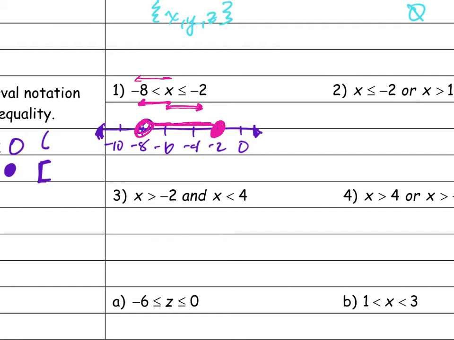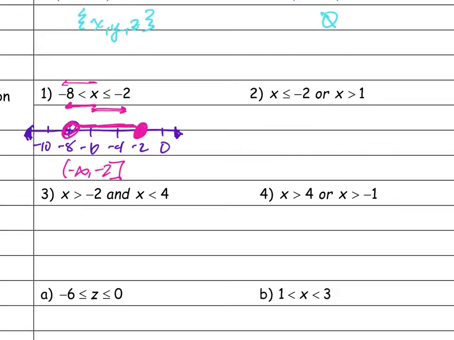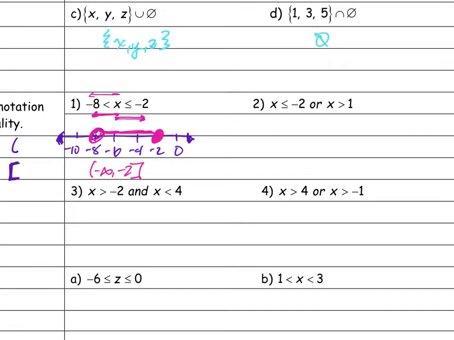Okay. And then interval notation would be open at -8 to -2 included. Okay, I think that's all they wanted me to do. All right, so let's go to the next one. We're going to do the same thing. I'm going to leave that small enough so you guys can see it.